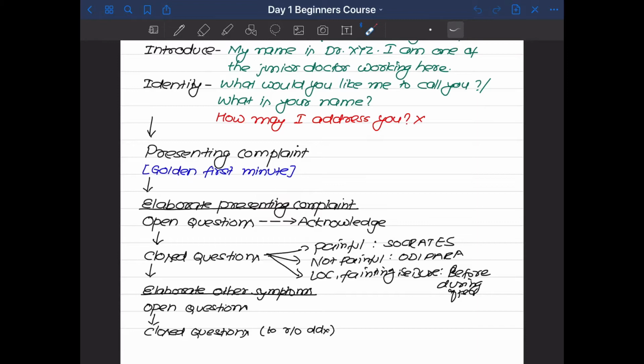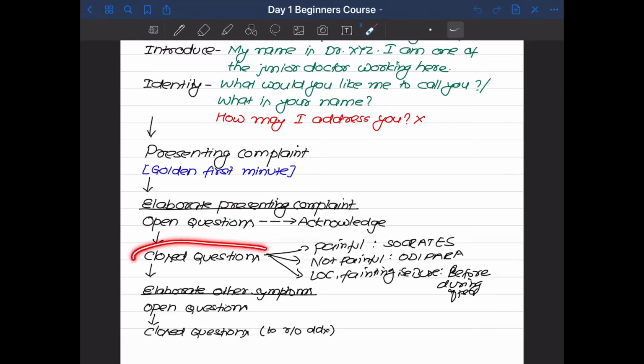Now whenever patients start to speak, that is where this golden first minute rule also comes, and you don't want to interrupt that patient because all the information is coming to you for free. Then after that, the patient might say, doctor, I have a pain around my belly button and it's also causing me a little bit of nausea. I have vomited twice and I'm also having a little bit of a fever.